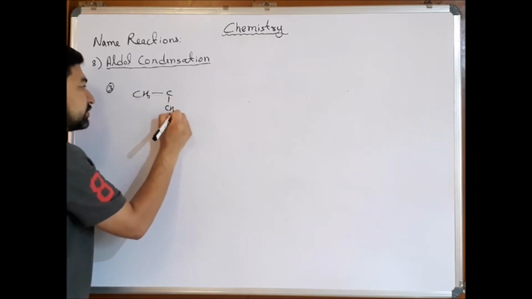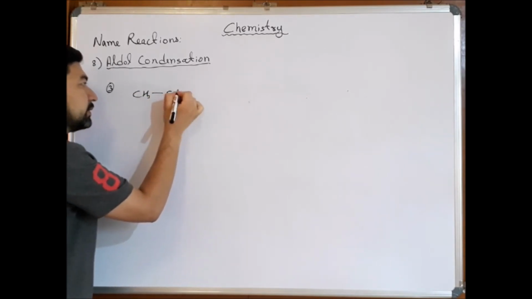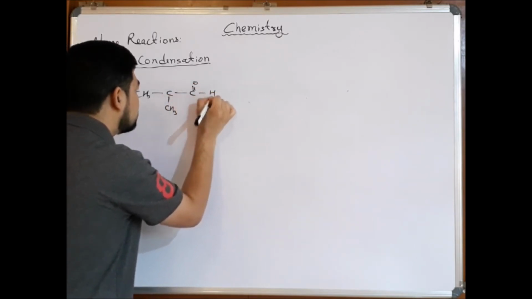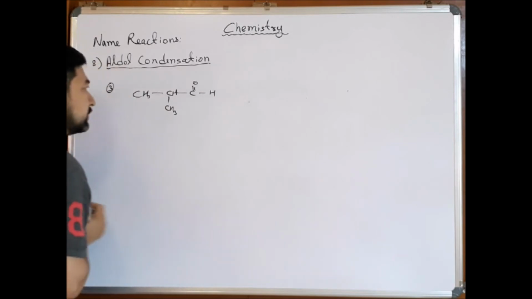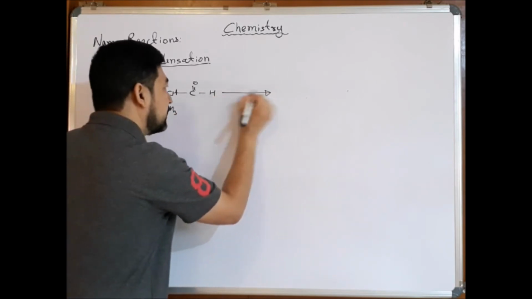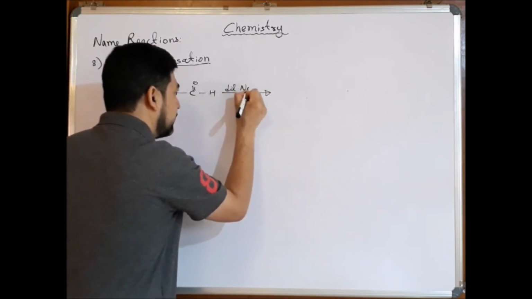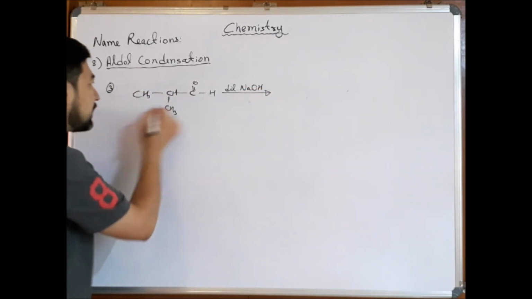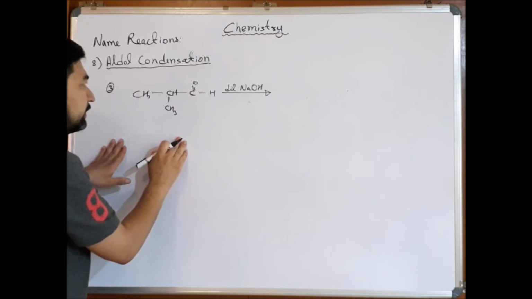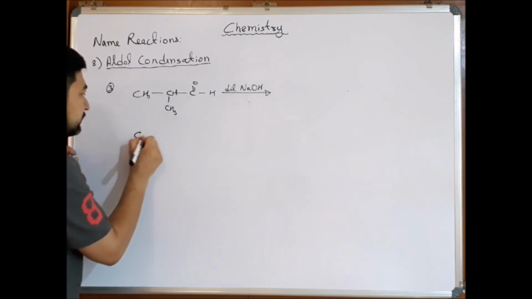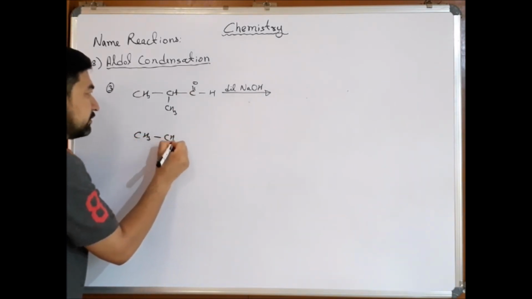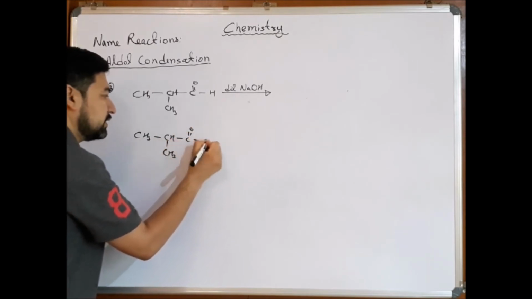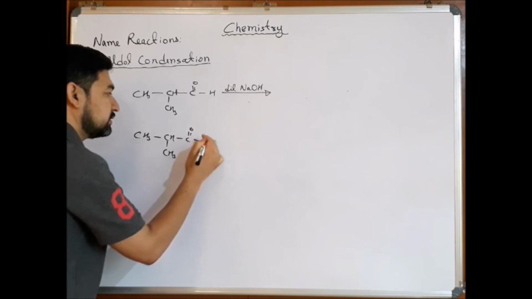CH3, C, CH3, C double bond O. Suppose it has something like this. In the presence of dilute NaOH, you have to copy this structure again with the alpha carbon: CH3, C double bond O, CH. Sorry, this is simply H.